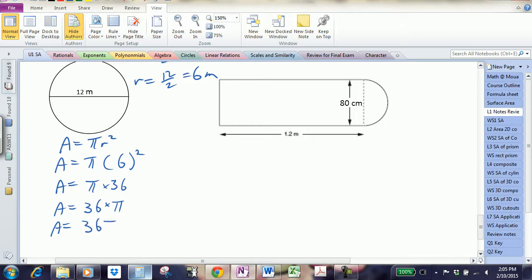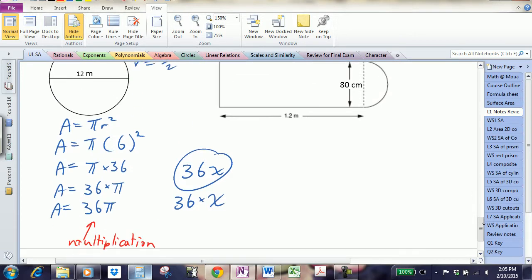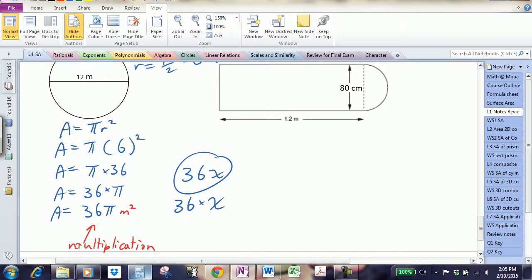We just write it as a number in front of a letter. So this is like 36x. This indicates 36 times x. So this indicates 36 times pi. This is a multiplication. Done. No need for a calculator. This will be your answer. 36 pi meters squared. So you don't have to multiply the pi, right? Nope. Okay. Unless you have something like the next shape.